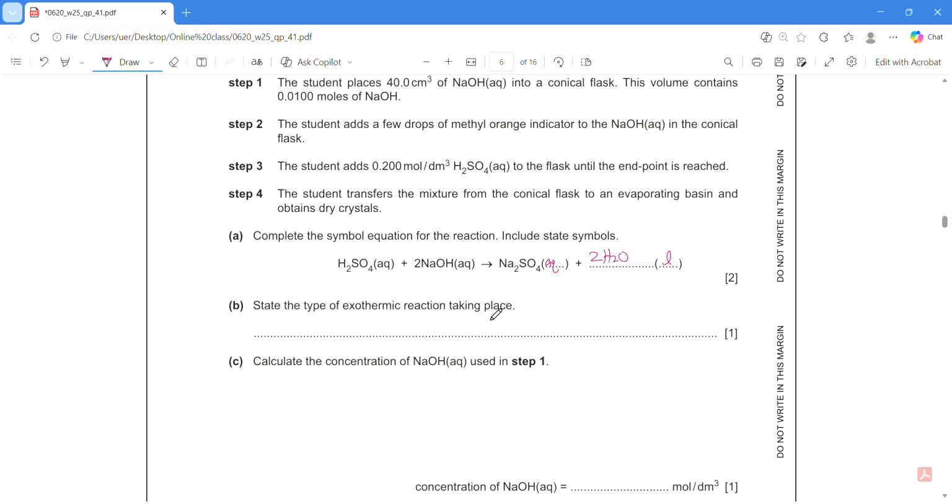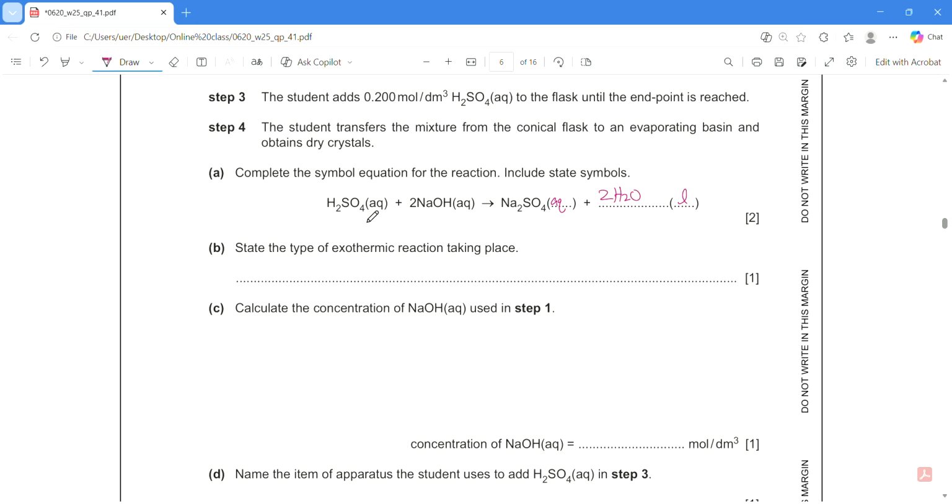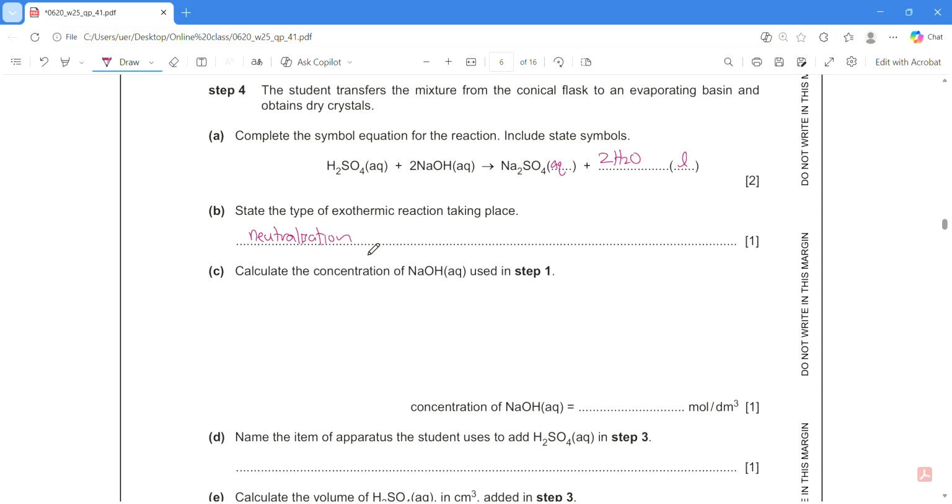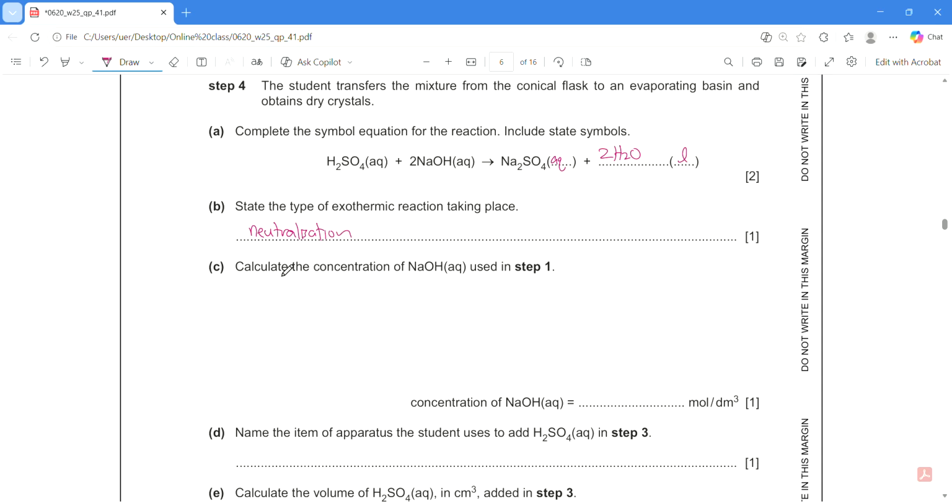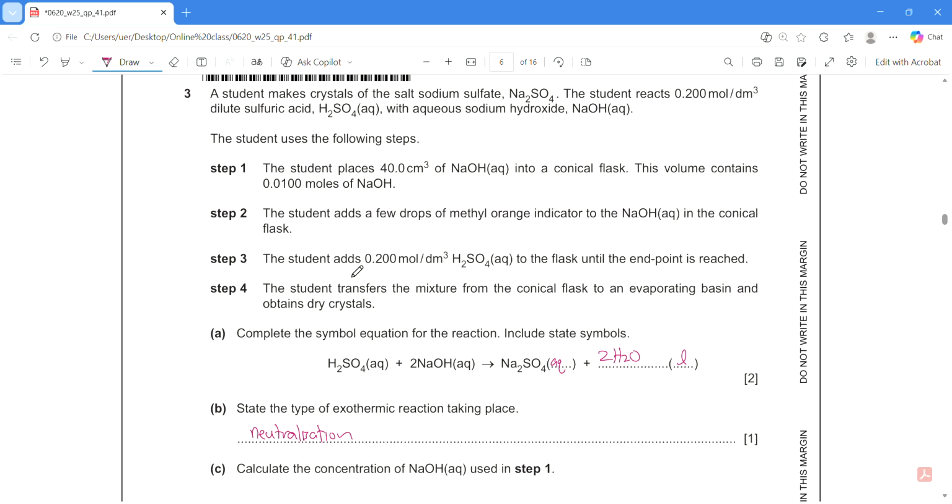B, state the type of exothermic reaction taking place. So acid plus alkali, the reaction is called neutralization. Next one, calculate the concentration of NaOH in step 1.